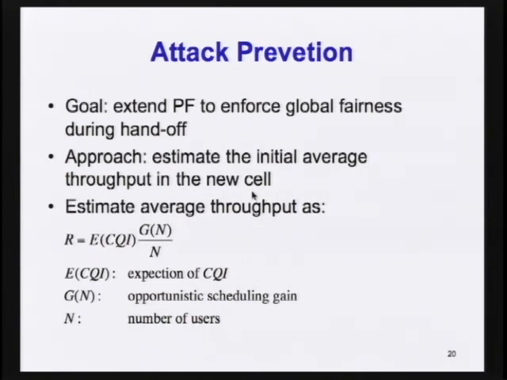Moreover, average throughput is also affected by the average channel condition in that cell, because once channel condition gets better, throughput increases. So you also have to take into consideration the average throughput of a cell. We used this formula as an estimation of the average throughput in a cell. The first term is the estimation of the instantaneous channel quality. This term is the gain of that cell. Typically, people use log n as a rough estimation of the gain, where n is the number of users in the cell.